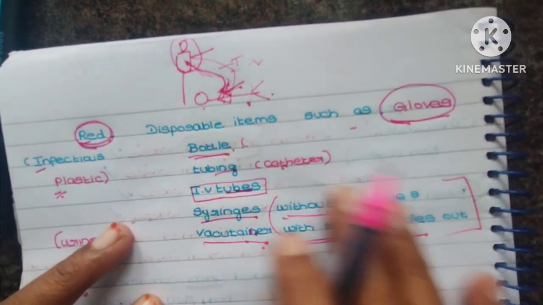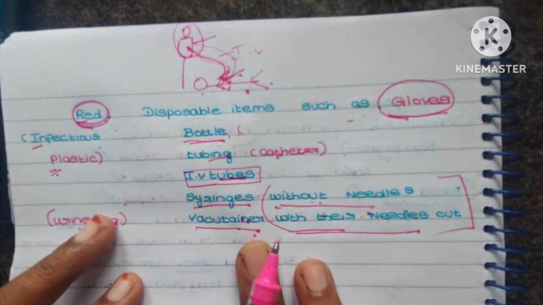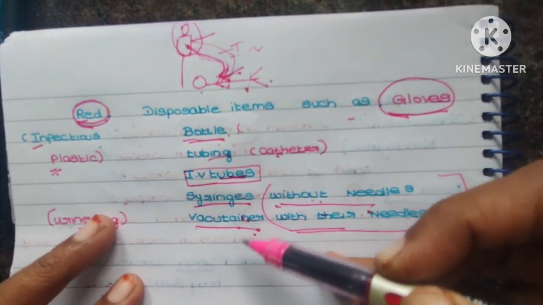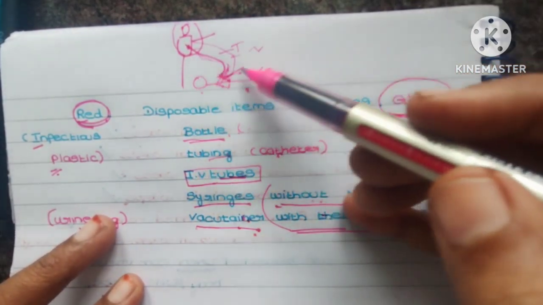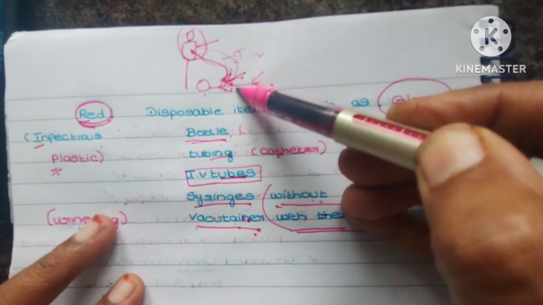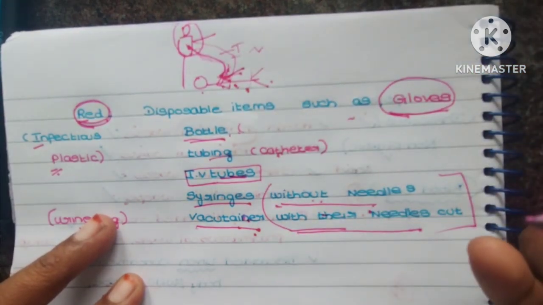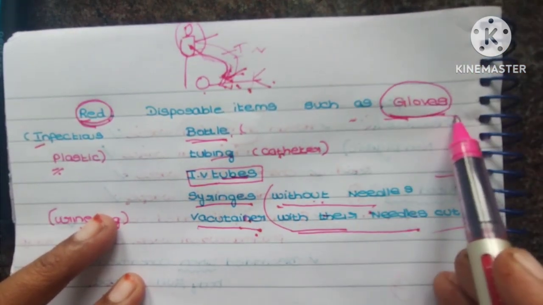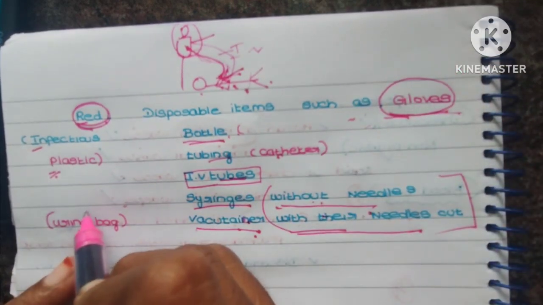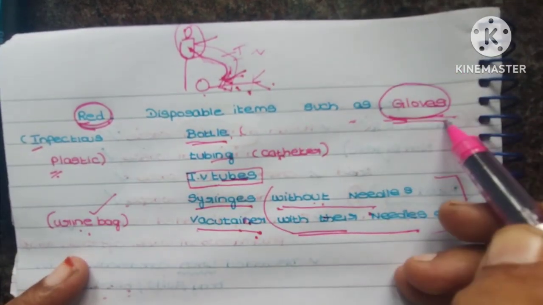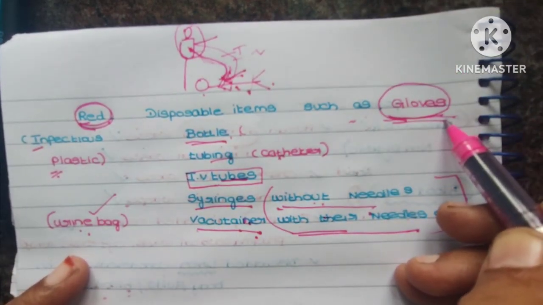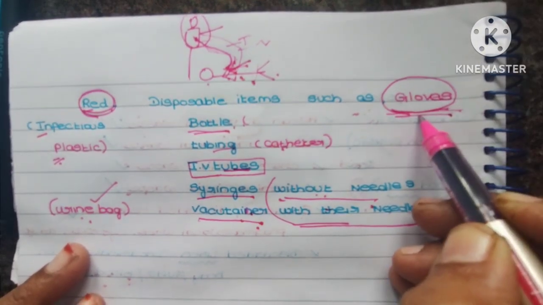This is just for remembrance, like a coincidence. If you recall it continuously, you can remember: bottle, next the IV tube, blood sample, syringe, and then the vacuum container. Here you also want to remember the urine bag and the gloves. These are repeatedly asked questions.